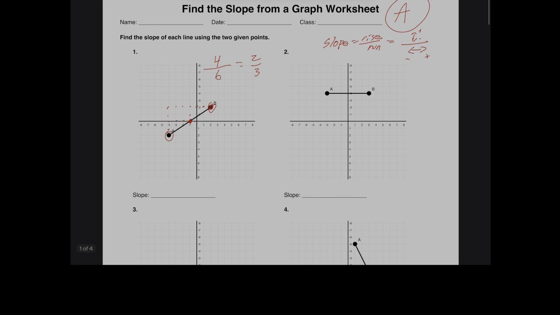All right, number 2, we're going to give you a tricky one right off the bat. I'm going to go A to B. How much up or down did I have to go? The answer is none, so it's 0. What about the run? Here's the thing, it doesn't matter. It could run 1, 2, 3, 4, 8, 10, a billion, doesn't matter. 0 over I don't care is going to equal 0. So my slope is 0. Whenever you have a horizontal line, that's a slope of 0.